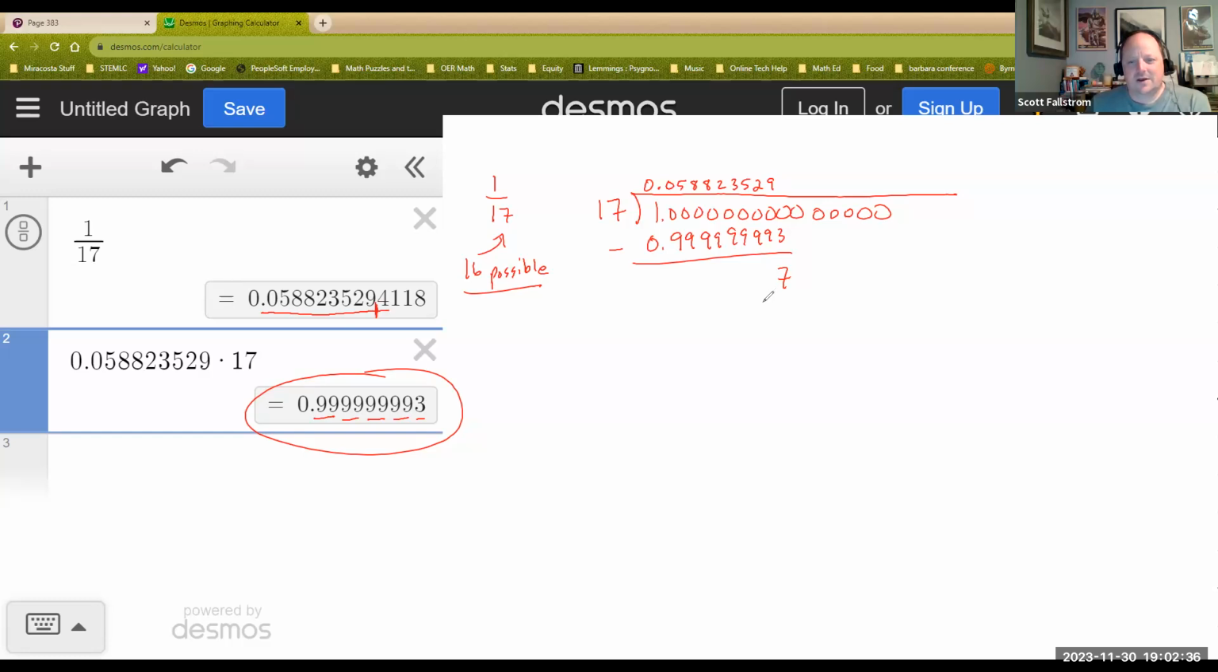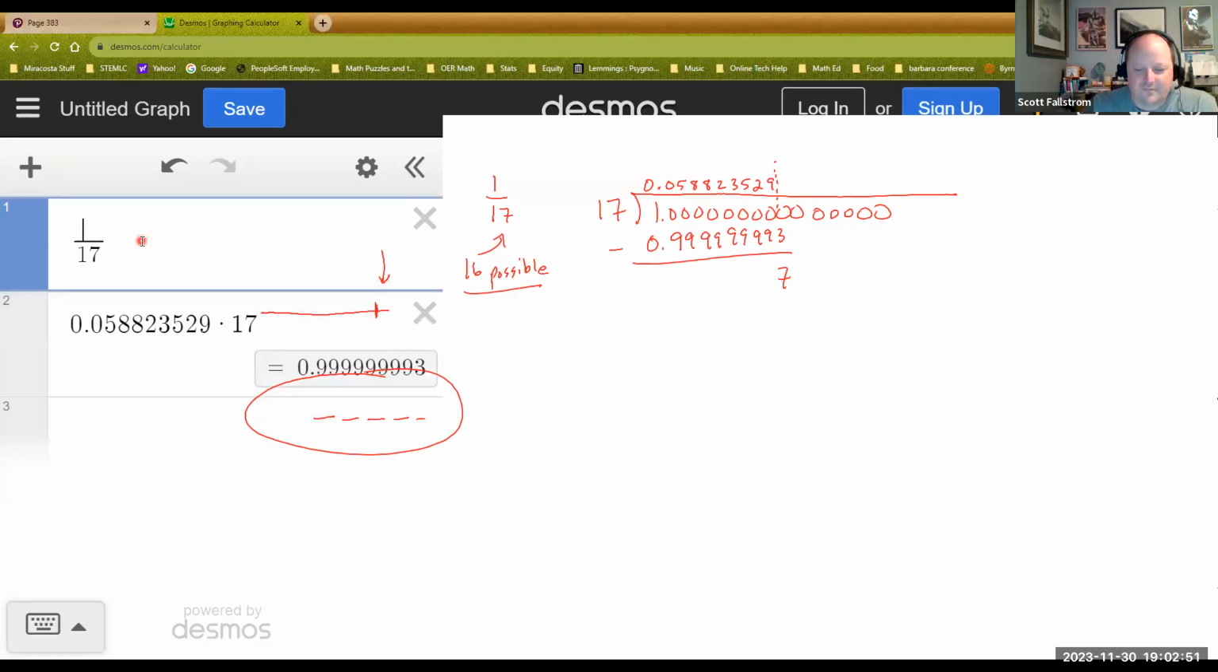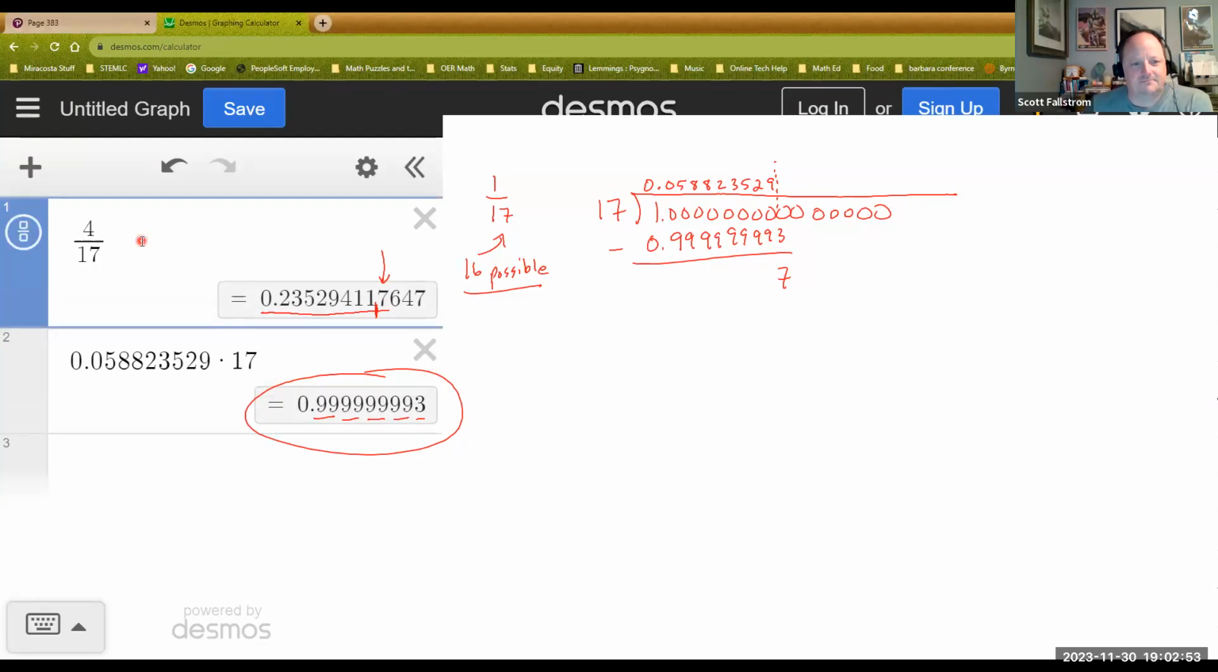All right. Now, what am I going to do? Same process. I'm just starting right here. So now I'm going to continue. Now I could kind of see my next digit would be a 4. So when I do this next division process, I should end up with a 4. And for me, I'm going to go back up here and type in 4/17.